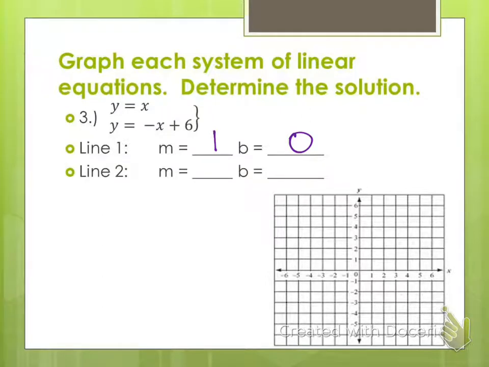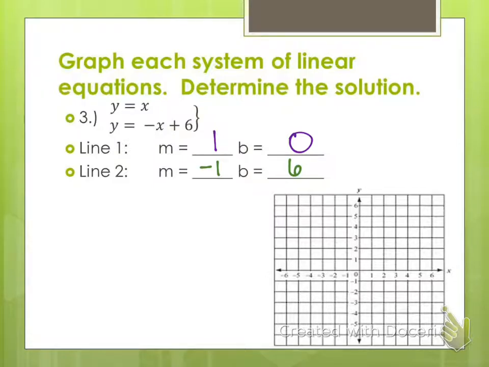Who can help me out with line 2? Shannon? Wonderful. Our slope is -1. Our y-intercept is 6. Okay, then we have to graph both of those lines. Do one line at a time, all the way through, like draw the whole line, and then go back and do the other one. I'll do it in 2 different colors so you can see them separately. You do not have to do it in 2 different colors. You'll see why in a little bit, but just for this one, we'll do 2 different colors.